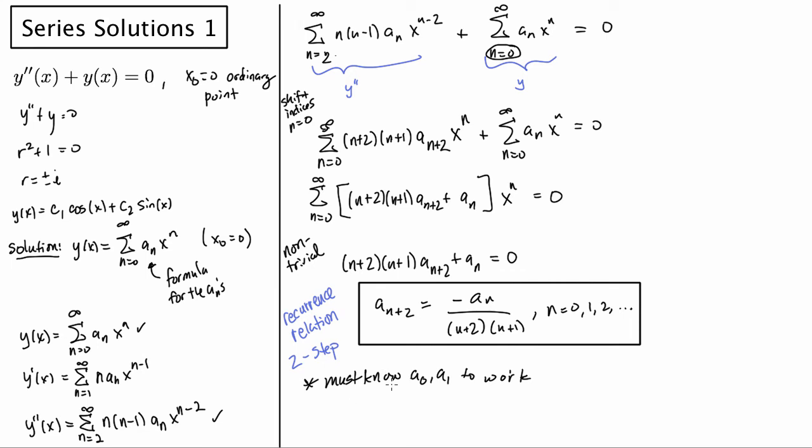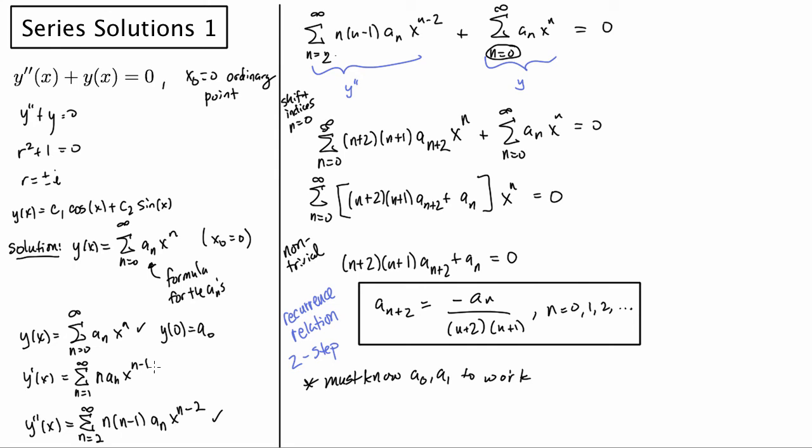The point is, I must know a0 and a1, but we kind of already do know a0 and a1, or at least we have an idea of what they are. Notice that if I look here at the function y, then y at 0 is equal to a0.